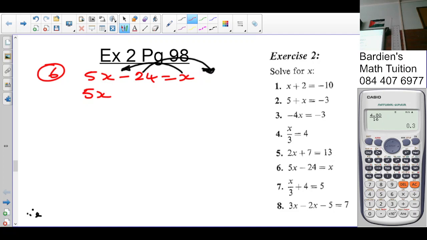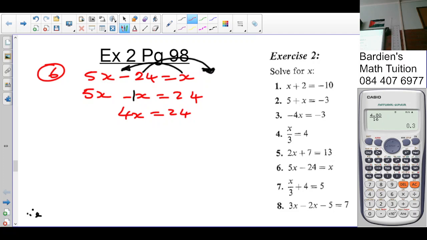This is positive x, I'm bringing over, becomes minus x is equal to, you're taking negative 24 over. If I take negative over the equal sign, it becomes positive. So what is 5x minus x? 5x minus 1x, 4x equals 24. How do I get x on its own?